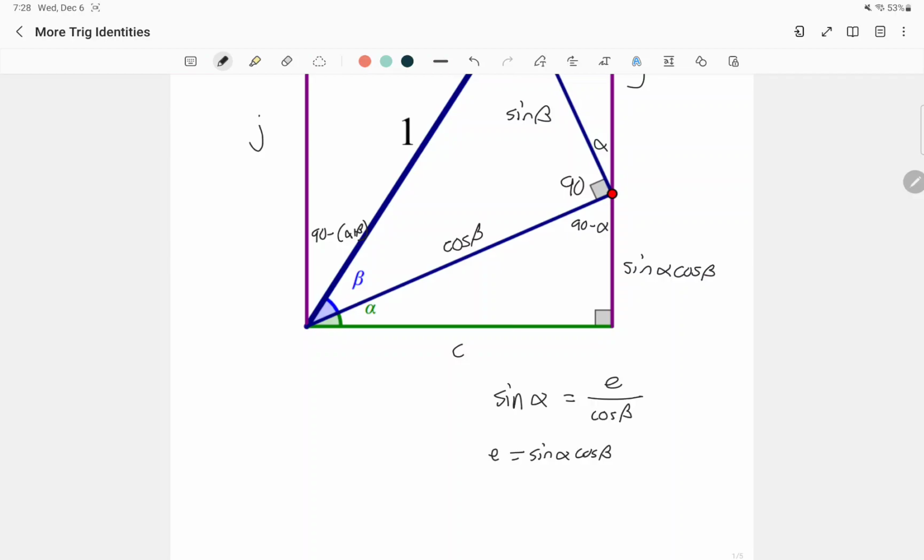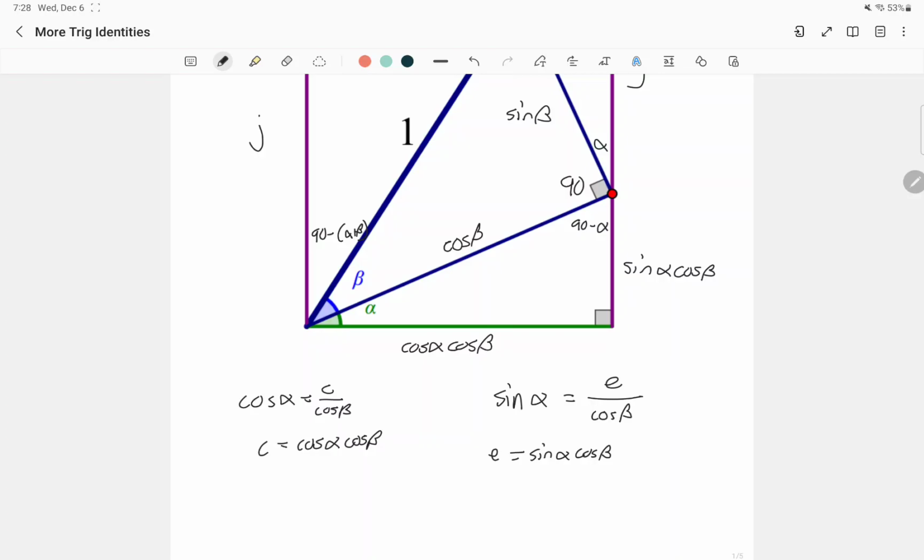Great. And for C, we can use the same logic. So we get that cosine of alpha is equal to C over cosine beta. So if we just bring this over to that side, we're going to get C equals cosine alpha cosine beta. And this will all make sense in a second. So let's just erase this C, and then we'll get cosine alpha cosine beta.